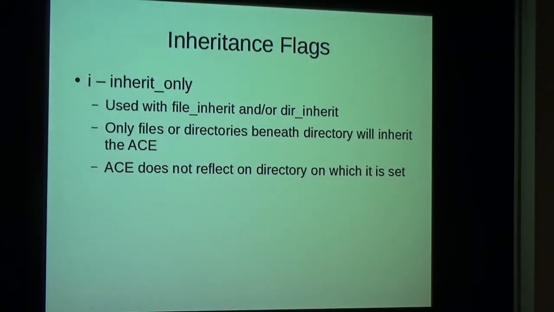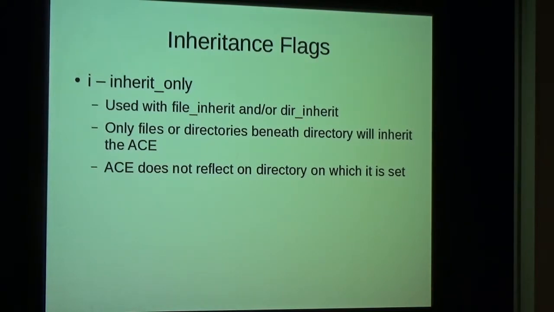I, lowercase i, is inherit only, and it's only usable if you set directory or file inherit on the ACL entry. And what it means is that only the files or directories that are beneath it will inherit. So basically it means that ACL entry doesn't apply to that current directory, so it's almost invisible, but newly created files and directories beneath that directory will inherit those ACL entries.